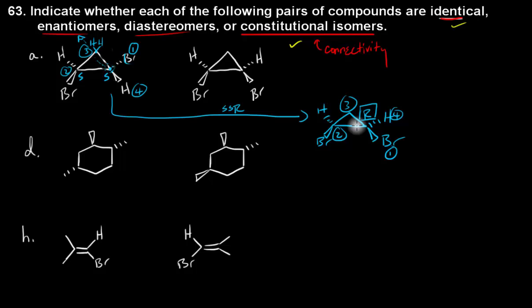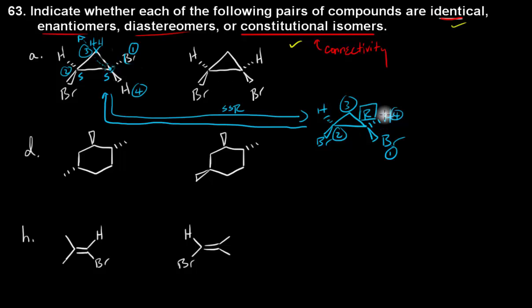And this is a very easy mistake to make: once you do the single swap rule, students will make the mistake of saying that because this center is an R, this center is also an R. But that's not correct. Remember that after you do the single swap rule, you have to go back and switch the configuration designation.